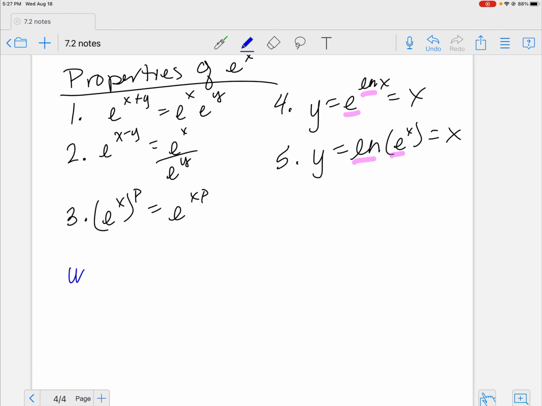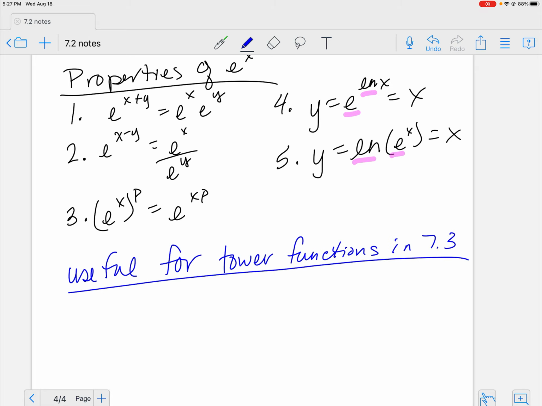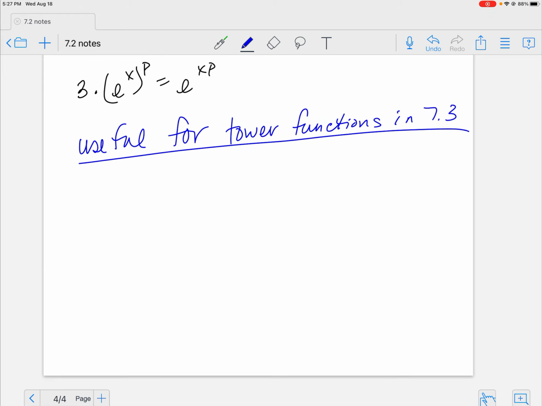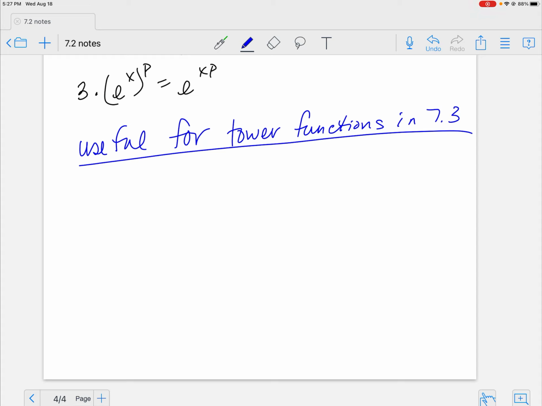So check this out. In this section, they give you this, useful for tower functions in section 7.3, which we'll get to. They put this part in this section, but it's going to be more useful in the next section for you. But I want to introduce it now.